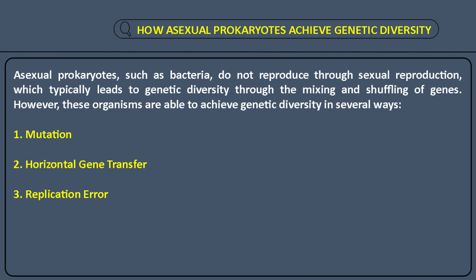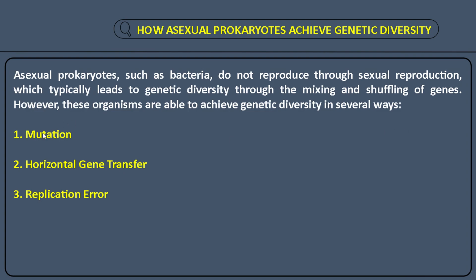Okay, actually, I am wrong. Prokaryotes have a cell, but there is no nucleus in it, unlike eukaryotic cells. Examples of prokaryotes are bacteria. They do not reproduce sexually, which typically leads to genetic diversity through the shuffling of genes. So these organisms are able to achieve genetic diversity in other ways.